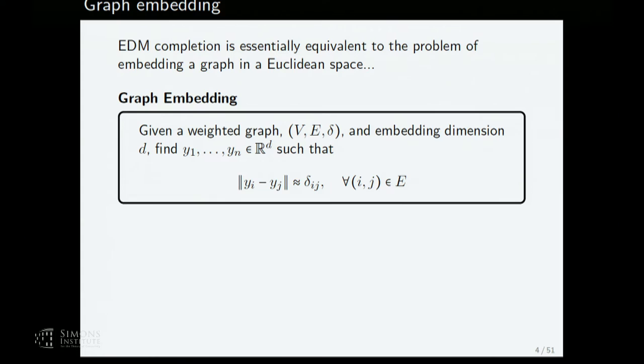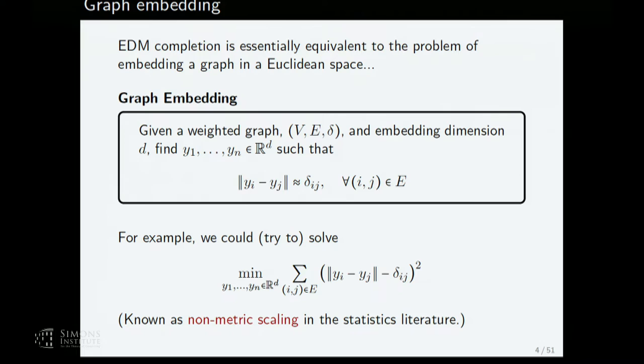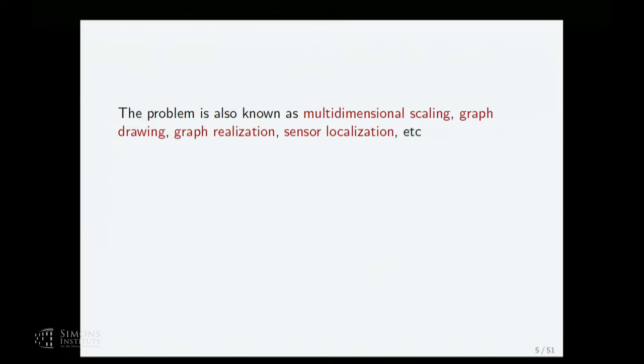One way to formalize this, which is exactly the same way I had in the previous slide, is through a square error, as here. And actually, this has a name in statistics called non-metric scaling, although it's also of interest when the minimization is over all possible pairs, meaning the case of a complete graph. The problem itself is known under various names: multidimensional scaling, graph drawing, graph embedding, Euclidean distance matrix completion, and also graph realization and sensor localization.